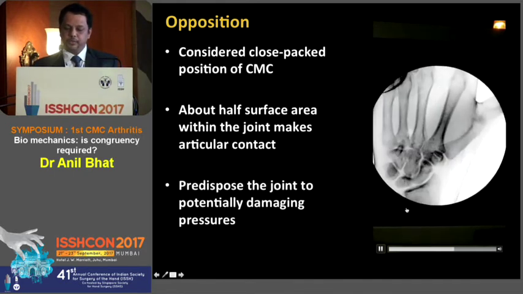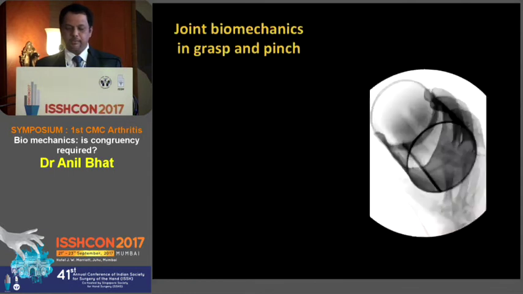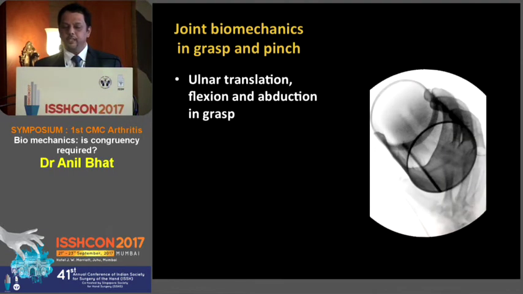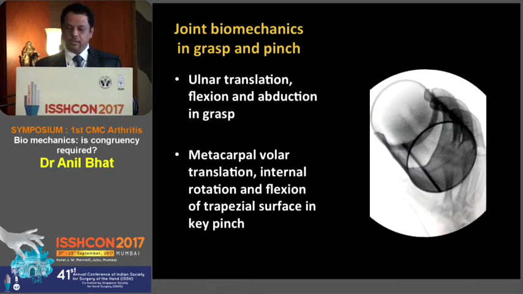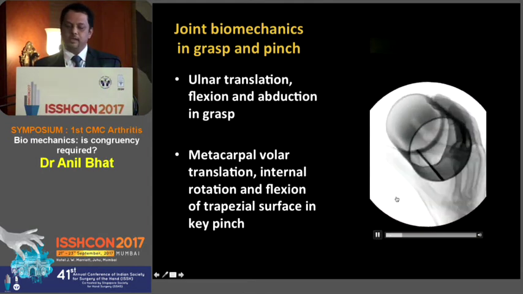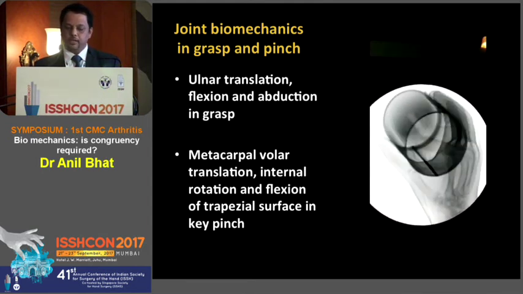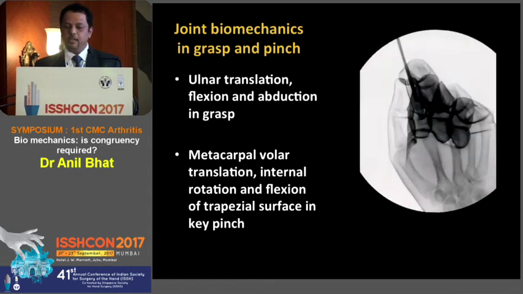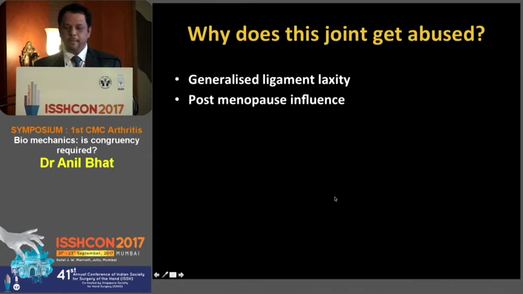And this predisposes the joint to potentially damaging pressures. In grasp, the metacarpal goes in for ulnar translation, flexion, and abduction. And in pinch, what happens there is more of ulnar translation, internal rotation, and flexion. So there are two different basic movements which happen there. So why does this joint get abused?